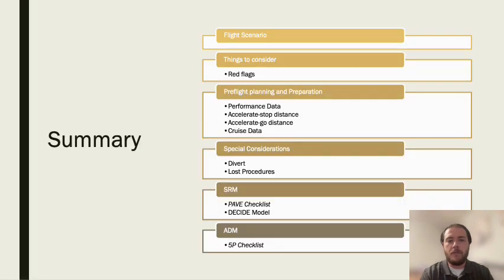So a quick summary of the topics I'll be covering in this presentation. First we'll go over the flight scenario. Next, some things to consider and some red flags with this trip. Next, pre-flight planning and preparation, so some performance data, accelerate stop distance, accelerate go distance, which is going to be specific to multi-engine aircraft, and then the cruise data as well. Next, some special considerations in terms of diverting or loss procedures. Next, we'll go over a little bit of single pilot resource management, or SRM, the PAVE checklist. And then lastly, we'll go over aeronautical decision making and how we would utilize the 5P checklist for this flight.